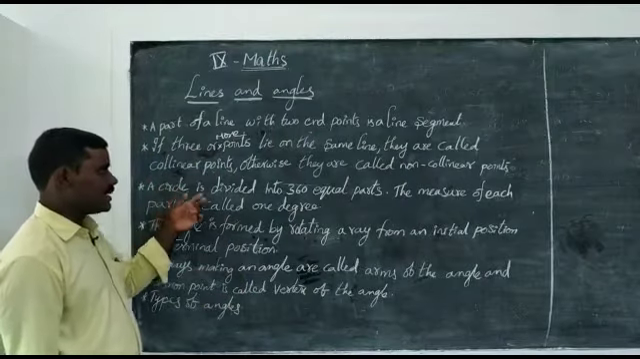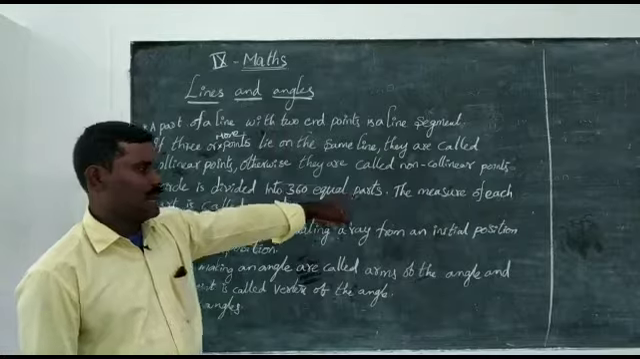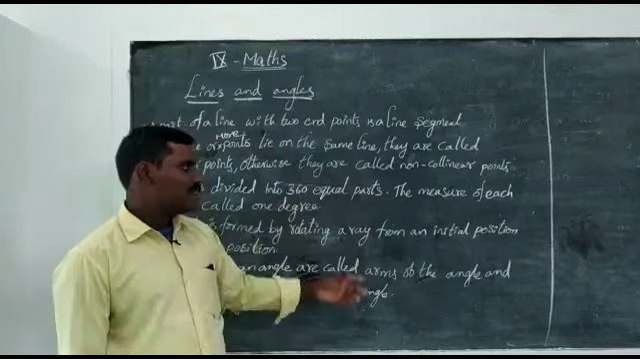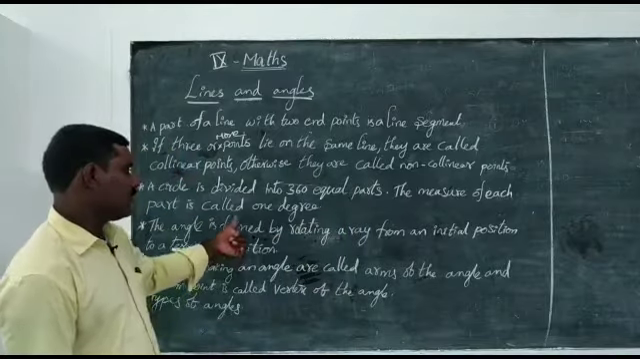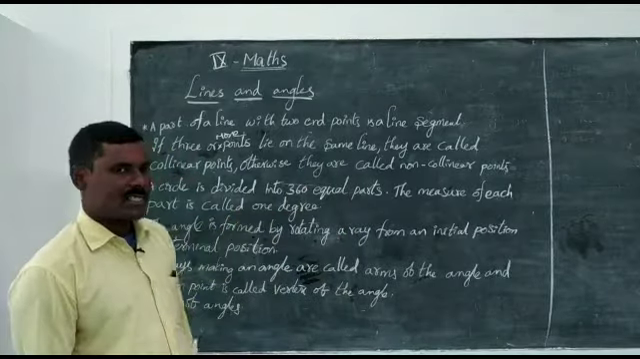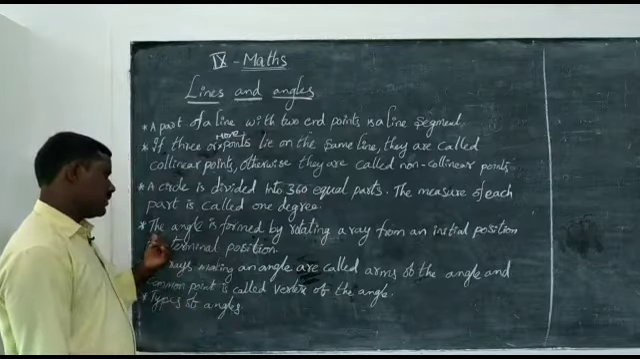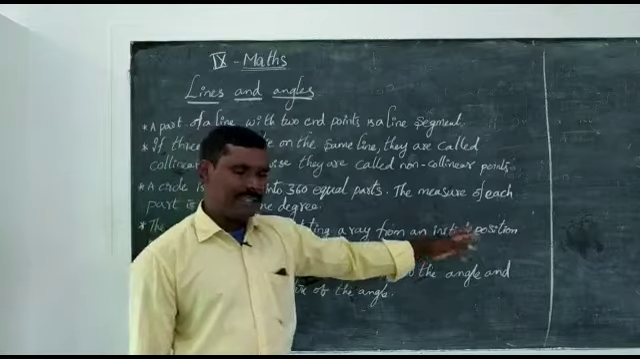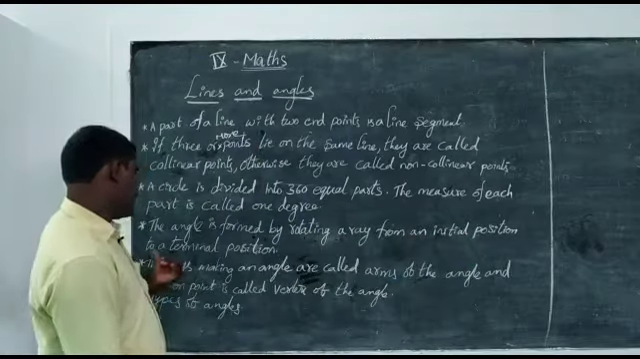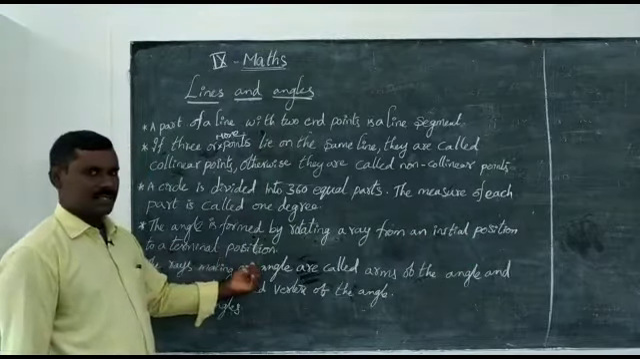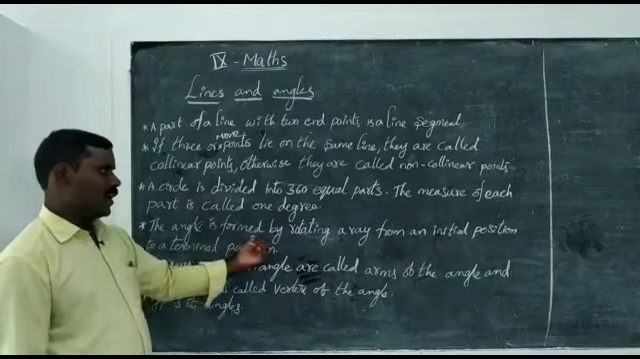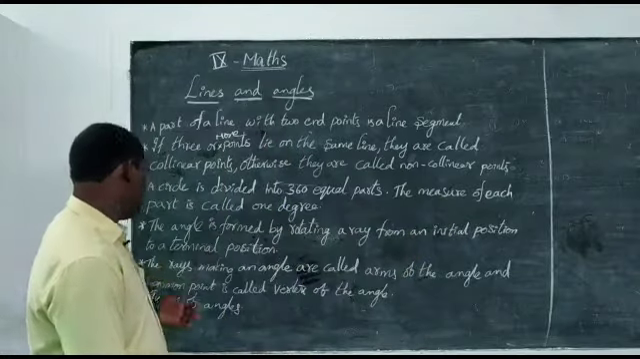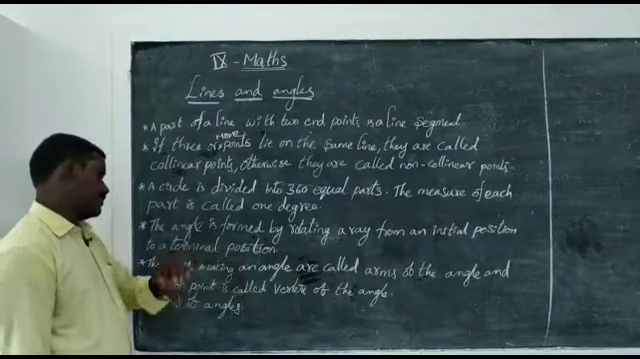A circle is divided into 360 equal parts. Each measurement is called 1 degree. An angle is formed by a rotating ray from an initial position to a terminal position.